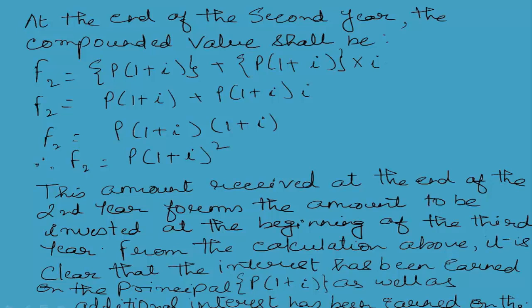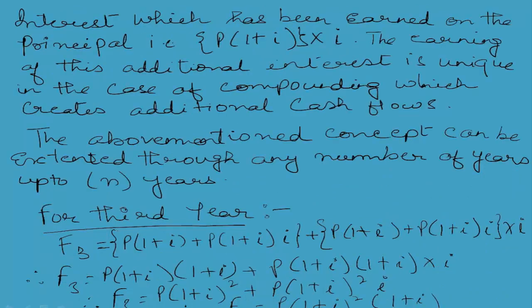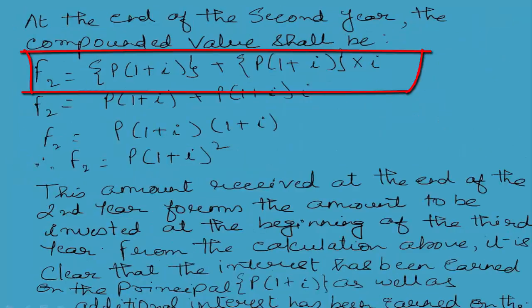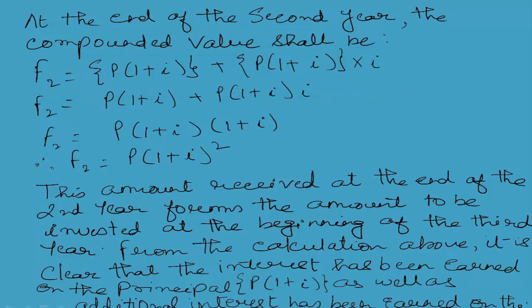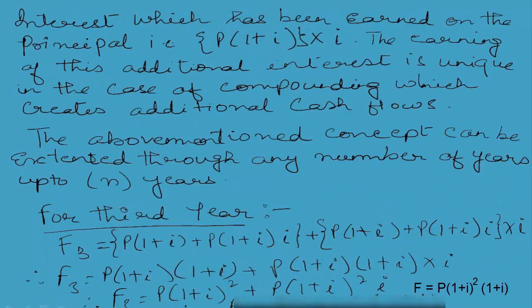From the calculation above, it is clear that interest has been earned on the principal P(1+I), as well as additional interest on the interest which has been earned on the principal, that is P(1+I) into I. This is the same thing which I have already explained in the formula, that is F2 is equal to P(1+I) plus P(1+I) multiplied by I. So F2, P(1+I) whole square, becomes the starting amount, or the original amount, or the opening amount at the beginning of the third year.